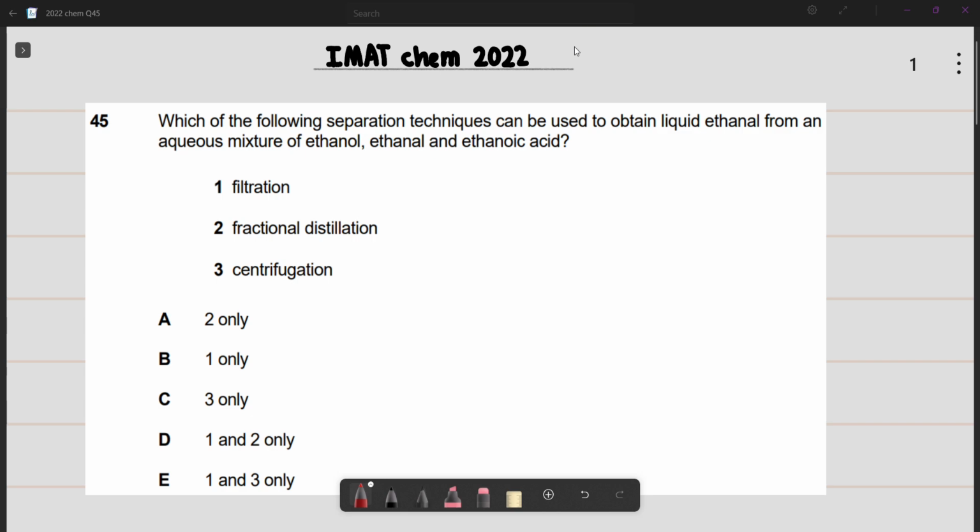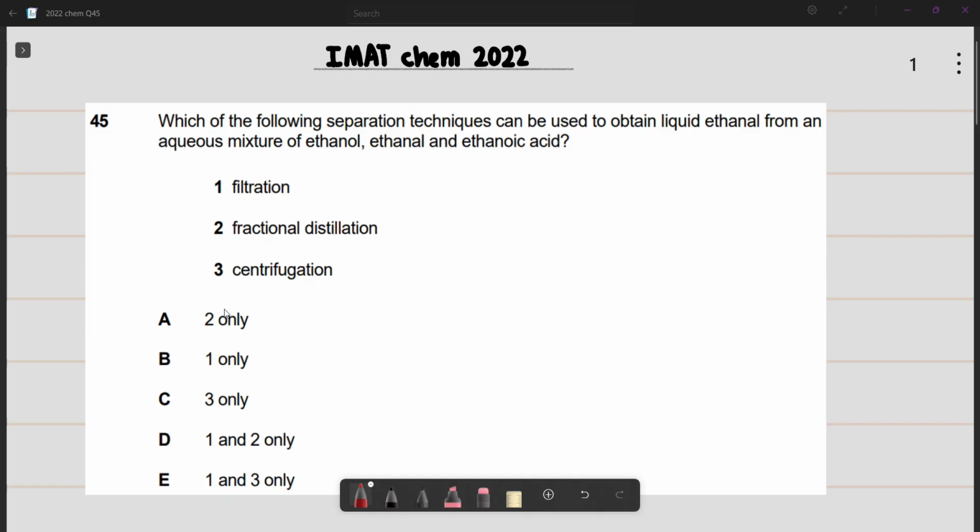Hey, welcome back. This is chemistry question 45 from the IMAT 2022 past paper. I will be explaining how to solve this question. It says: which of the following separation techniques can be used to obtain liquid ethanol from an aqueous mixture of ethanol and ethanoic acid?